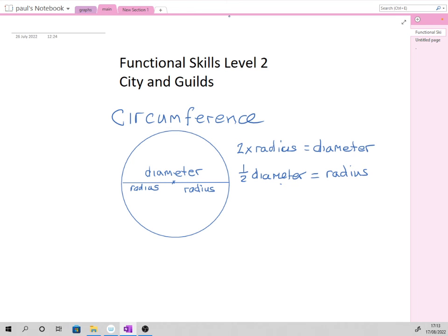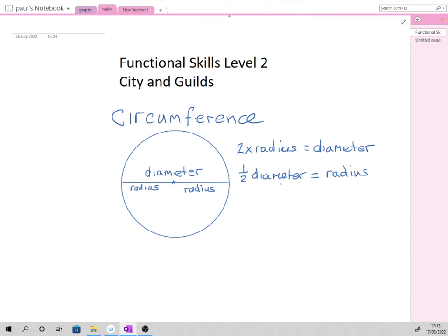Now this is a need to know, because sometimes if they're going to ask you to work out the circumference, they might either give you the radius or the diameter of a circle. If you're being given the wrong thing, you need to be able to work out the other. So you're either doubling the information you've got, or you're halving it.